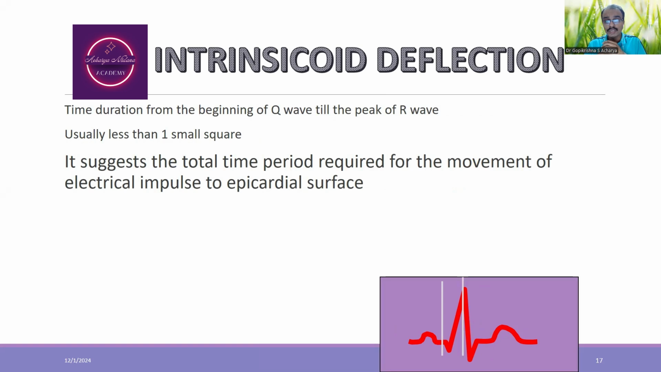When you think about the total ventricular activation time, otherwise termed intrinsic deflection, this is nothing but the time duration from the beginning of the Q wave till the peak of the R wave. This usually represents the total time duration required for the electrical impulse to move from the endocardial surface up to the epicardial surface. Normally, it is less than 1 small square.